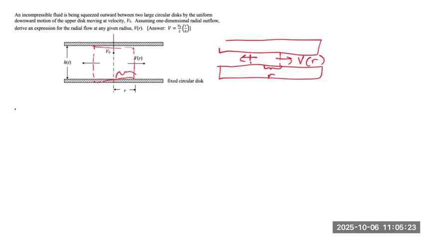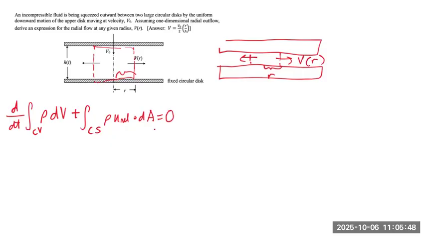So, d/dt of the integral over the control volume of rho dV, plus the integral over the control surface of rho times the relative velocity dotted with dA, is equal to 0. Over here, we have to find what each of these integrals constitutes. First, we'll find what the expression for this integral translates to.